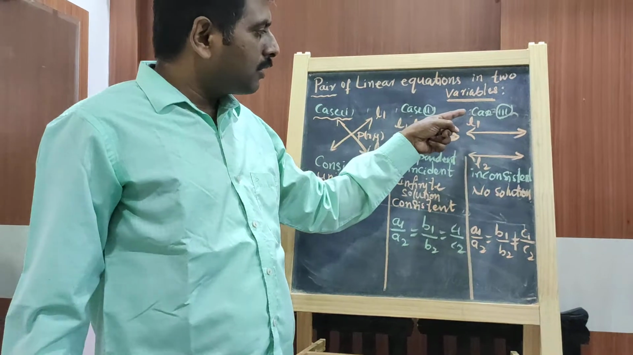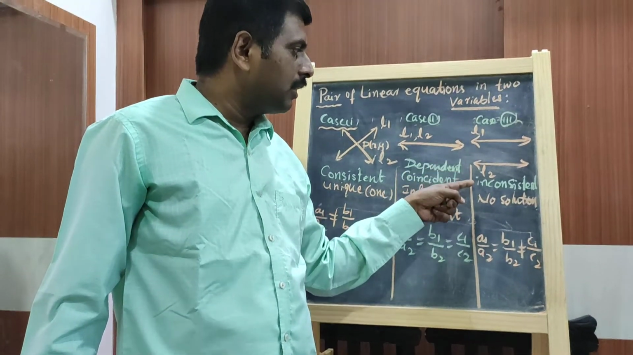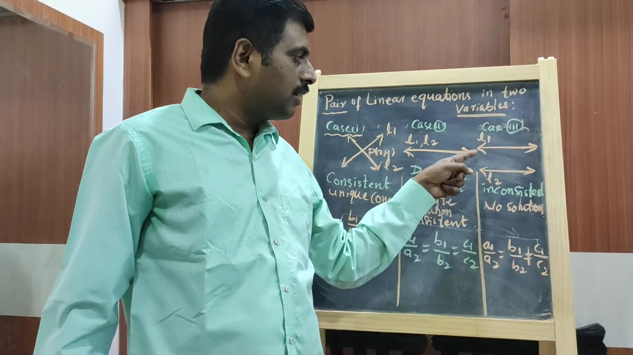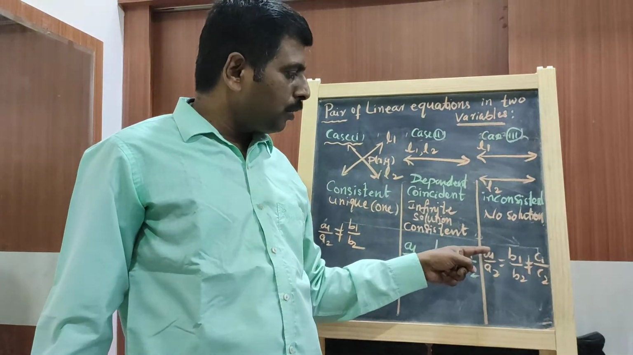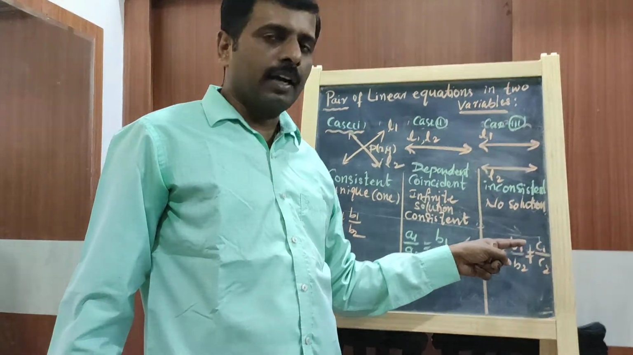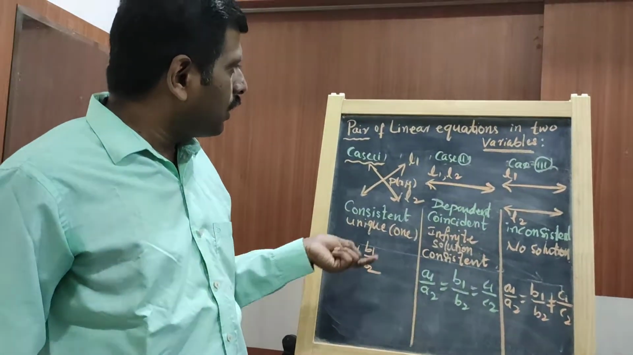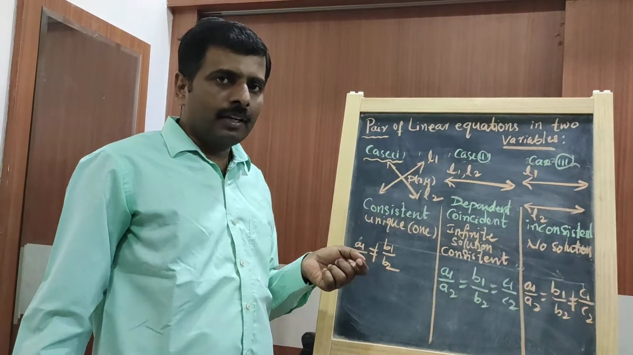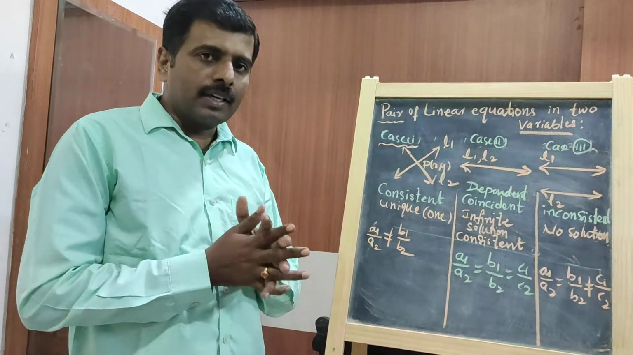In the third case, two lines are parallel and do not intersect. This is called inconsistent type of linear equations, which has no solution. The condition is a1 by a2 equals b1 by b2, which is not equal to c1 by c2. So today we learned about the definition of a pair of linear equations and how we can represent them graphically.